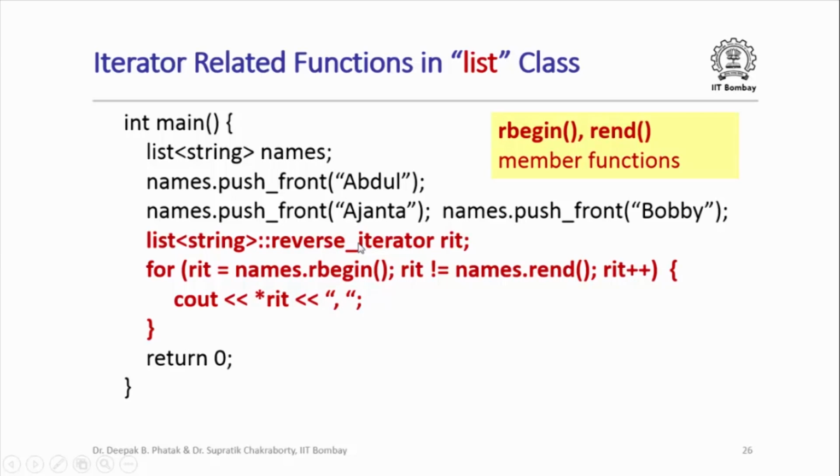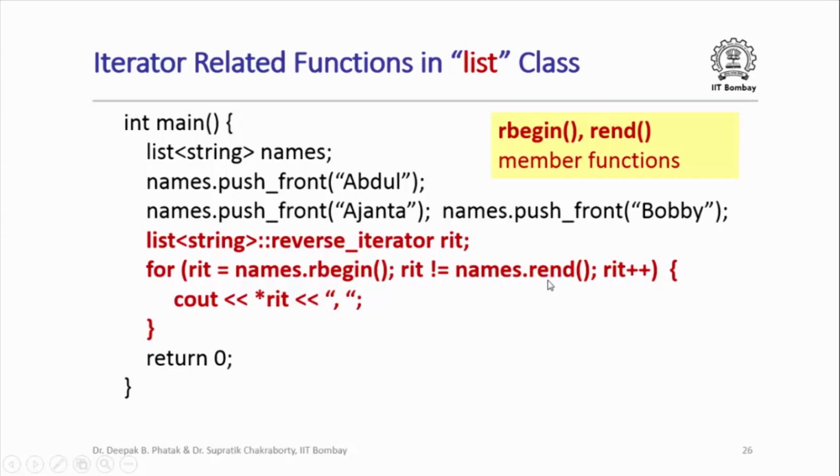Now I could also have a reverse iterator, which I could use with the rbegin and rend member functions. So here, RIT is a reverse iterator of the list class instantiated with string data type. And here I'm iterating through the list, but in the reverse direction, from the back of the list to the front of the list. So when I say names.rbegin, this is actually an abstract pointer to the element at the back of the list. And as I increment the reverse iterator, I'm basically following the backward links and moving from the back of the list to the front of the list.